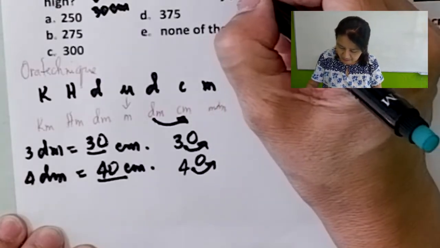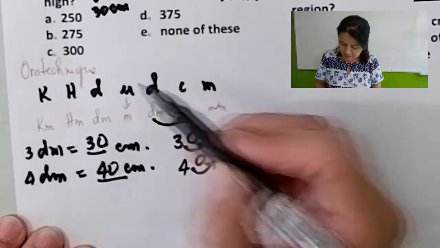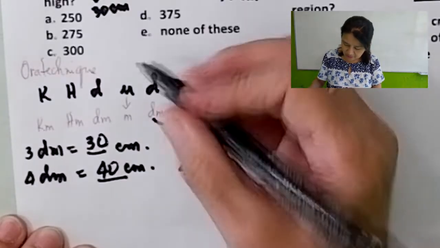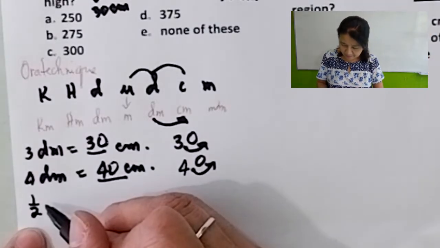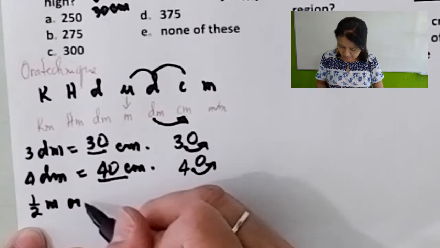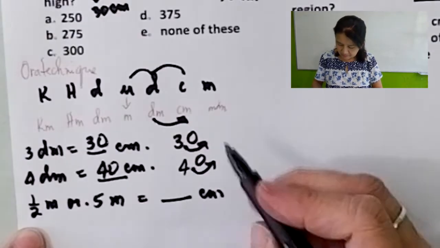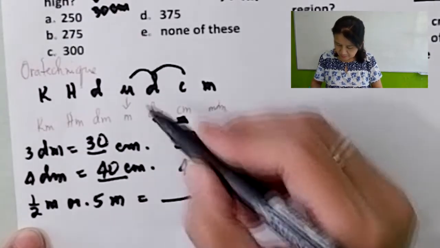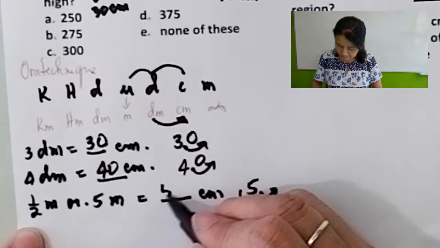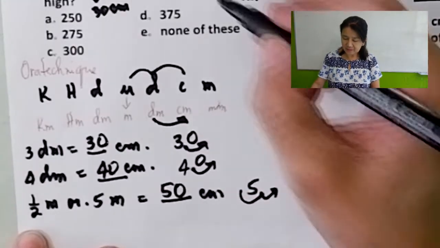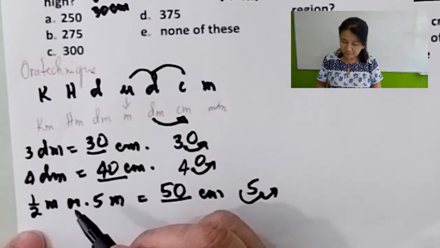Now this is half a meter. 1 meter to centimeters, you're moving how many places to the right? 1, 2. There. Half, 1/2 meter, or 0.5 meter equals blank cm. So you write 0.5, you're moving to the right from meter, 1, 2. So it becomes 50 centimeters. There, 50 centimeters.